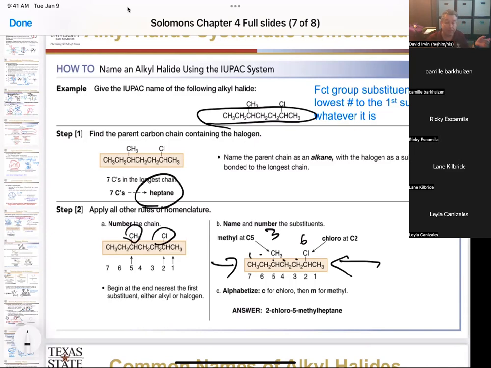Chloro comes before methyl in the alphabet. So we're going to do 2-chloro-5-methylheptane because there are no alkenes, no alkynes, and no alcohols. So halides are always substituents. Ethers, the alkoxy group, is always a substituent.